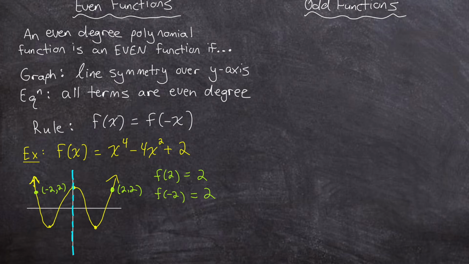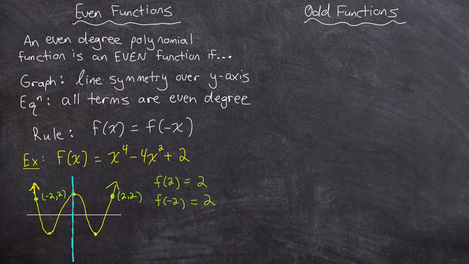Now before we move on, make sure you understand that not all even degree functions are even functions. For example, if I took this function here and I threw another term into it, I've added this x cubed term. Now this equation has a mix of even and odd degree terms. The yellow terms are all even degree, but this blue term is odd degree. That means that this even degree function is not an even function. So let me take this term back out and then we'll move on to odd functions.